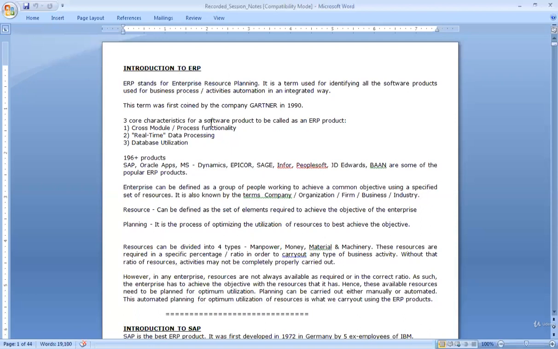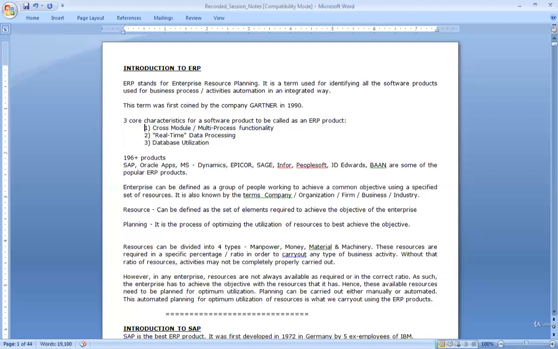Now, since we cannot call all the software products as a ERP product because they need to have certain characteristics, similarly, Gartner identified about 11 different characteristics that need to be there in a software product so that it can be called as a ERP product. Out of which the three core characteristics for a software product to be called as a ERP product are cross-module or multi-process functionality, real-time data processing, and database utilization.